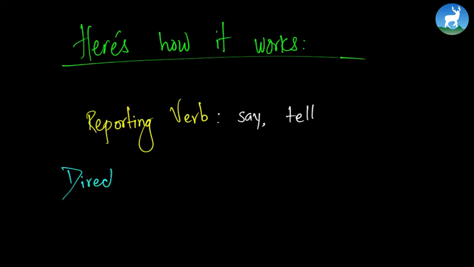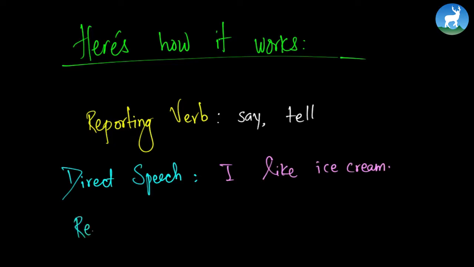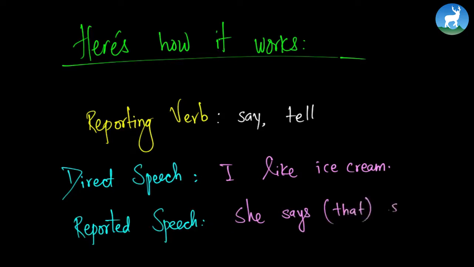In direct speech, we have a text. And the text is, I like ice cream. Someone just said, I like ice cream. Now I have to report this. How would I do that? I need to convert this into reported speech. How can I do that? I am going to say something like, she says that she likes ice cream.